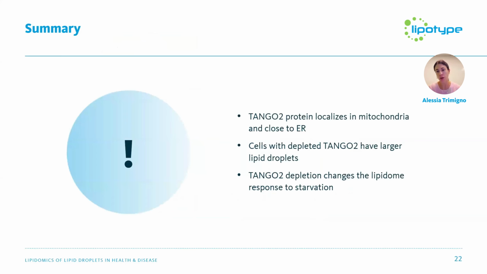So, in this case, the authors could see that TANGO2 protein is localized in the mitochondria, close to the endoplasmic reticulum, and close to lipid droplets. And when TANGO2 was depleted, the cells had higher numbers of larger lipid droplets. And the larger volume is probably due to this changed lipid metabolism, as we saw, because TANGO2 depletion is changing the lipid profiles, especially in response to starvation.